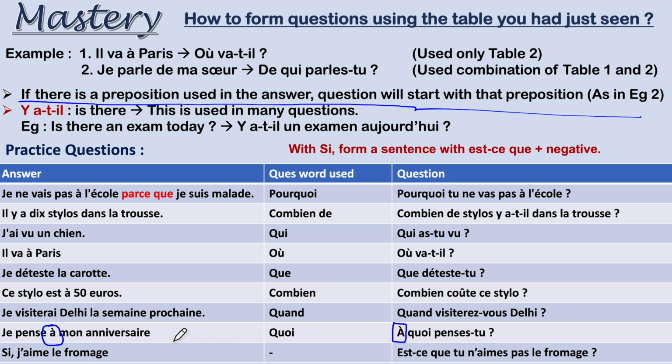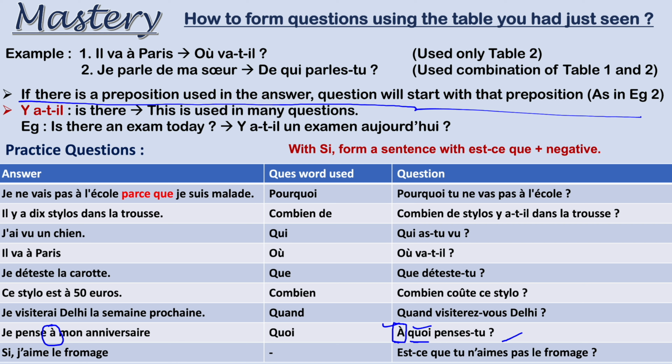So, Je pense à mon anniversaire. I think of my birthday. So, of what do you think? Then we can't use que here. As I mentioned, preposition plus que is quoi. Since there is a preposition, you can't use que, you have to use quoi. That's the reason quoi is here. So, À quoi penses-tu? Of what do you think?